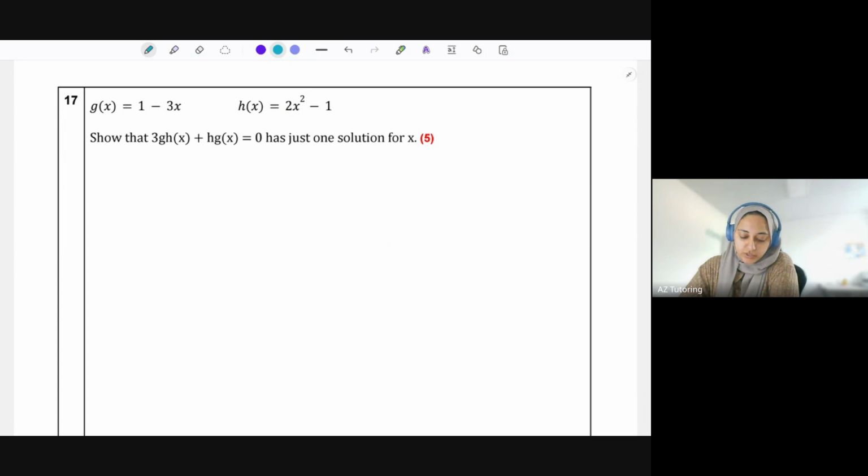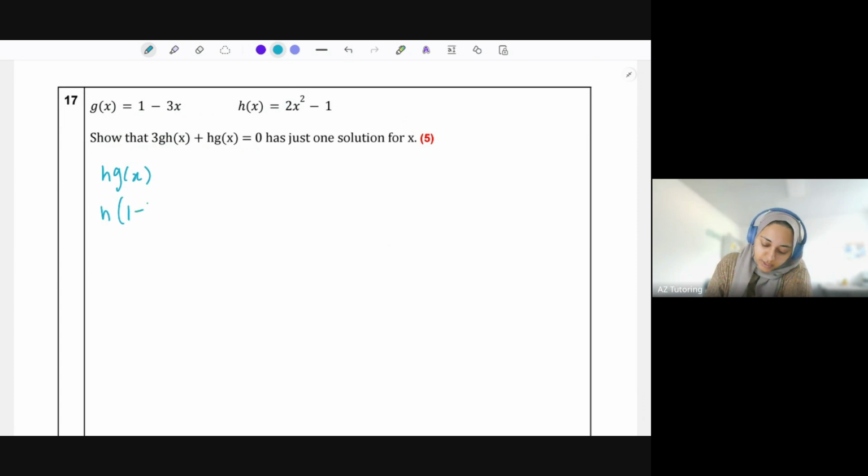Okay, so it's a functions question and a composite functions one. We've got g of x and h of x. It says show that this has one solution for x. So we need to find each of these. So let's find, I'm going to find hg of x first. That one's a bit easier. So we're finding h of g of x.